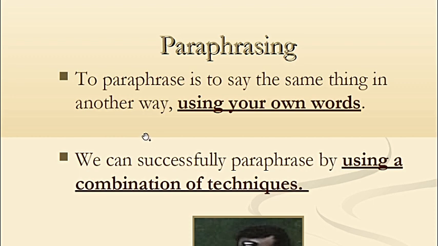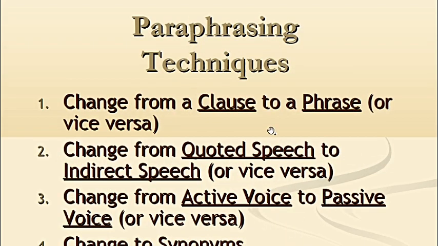Okay, now paraphrasing. To paraphrase is to say the same thing in another way using your own words, which I explained previously. We can successfully paraphrase by using a combination of techniques. So let's discuss paraphrasing techniques. Number 1, change from a clause to a phrase or vice versa. Number 2, change from quoted speech to indirect speech. It means if you have a wording in a direct way, you have to change it into indirect speech. Number 3, change from active voice to passive voice.